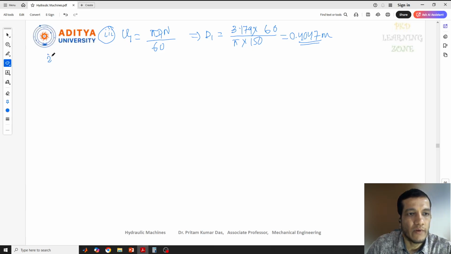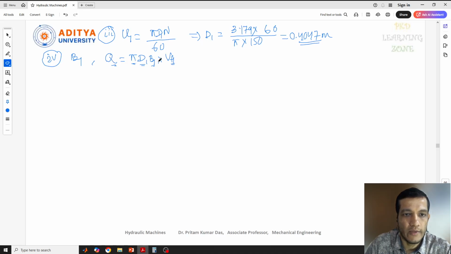Now the last one is width. So width of the wheel at the inlet condition is nothing but B1. So here B1 formula we won't get directly, because we know that from discharge only we can find out the value of B1 here, because here area into velocity is there. So area we can write pi D1 B1 into VF1. Now in this equation, D1 already calculated, VF1 already there, pi value known, B1 is unknown, and Q is unknown. Now if you are able to find out the Q value, then we can calculate the B1 value.